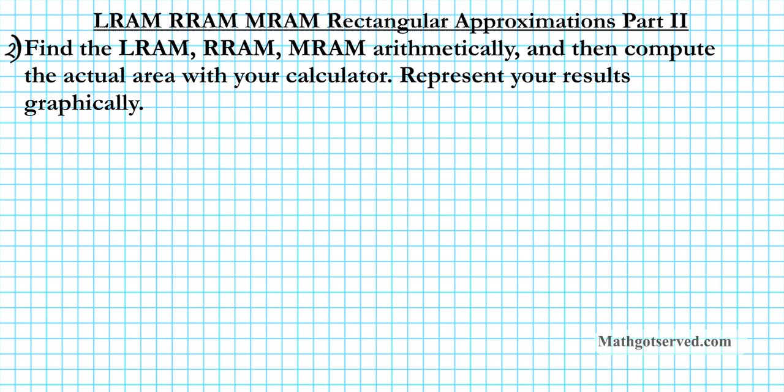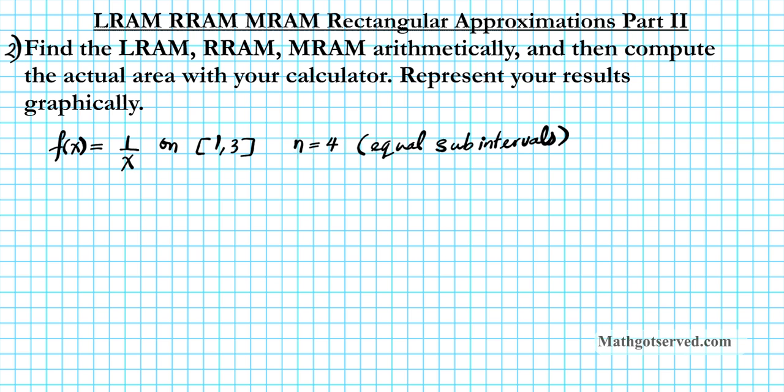So the function under consideration for number two is the reciprocal or the rational function f of x equals 1 over x. The interval is from 1 to 3, and we have n equals 4 equal subintervals. Okay, subintervals. All right, so let's go ahead and do this problem.